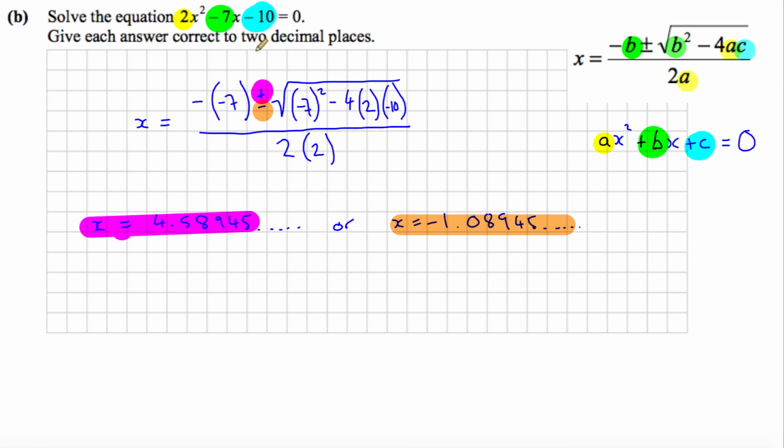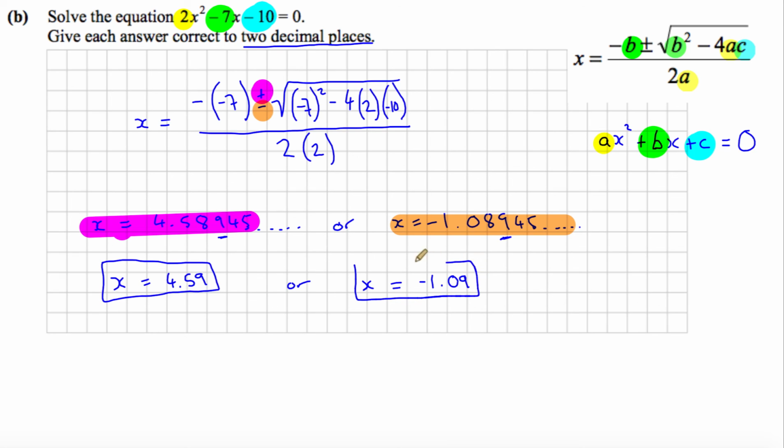So finally, all that remains is to correct my answer to 2 decimal places, both answers. The first answer is x is equal to, correct to 2 decimal places, I look to the third digit after the decimal. Does this 9 affect the 8? Well, yes it does, it knocks the 8 up. So that becomes 4.59. And my other value, correct to 2 decimal places, again I look to the third digit, which again is 9, and this knocks the 8 in the front up. So it's minus 1.09 correct to 2 decimal places. So there's my 2 solutions to the equation. And that is the end of question number 9.